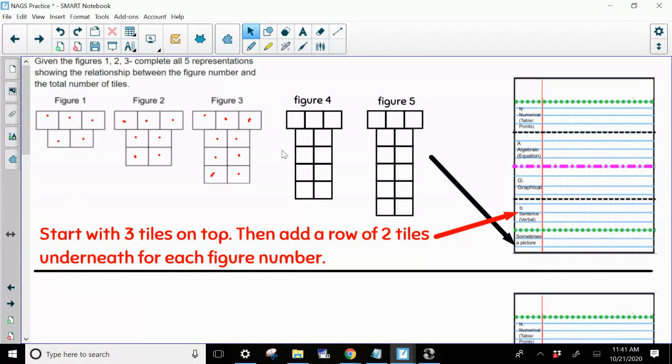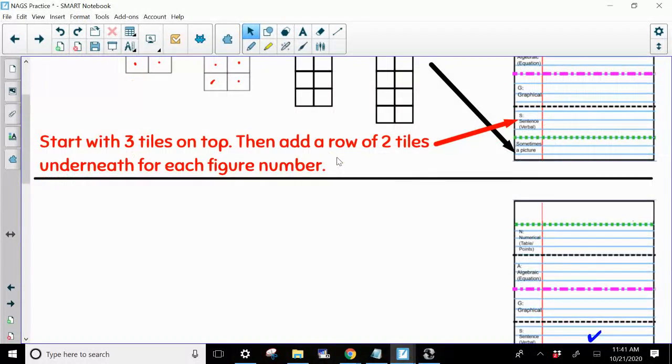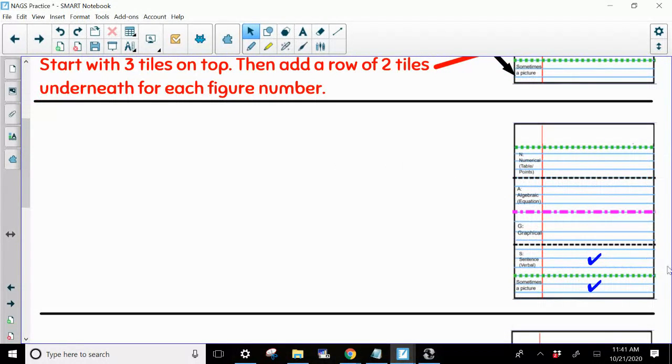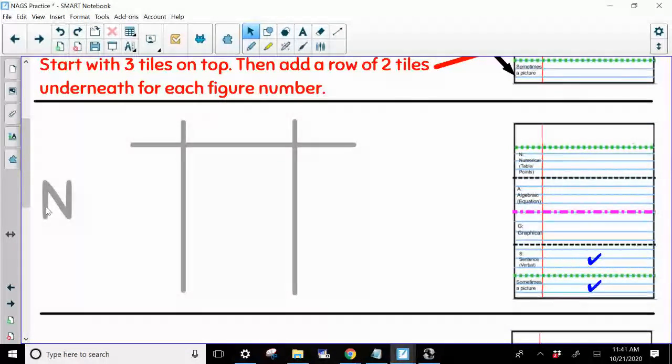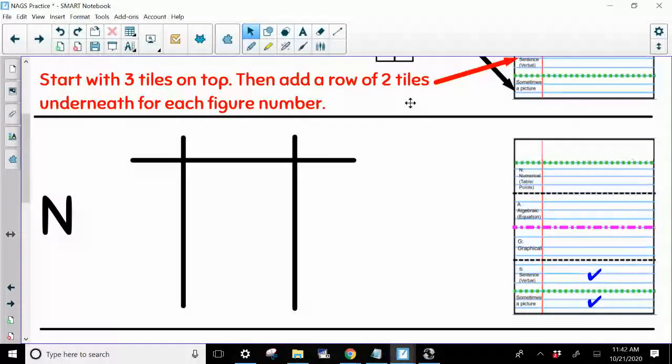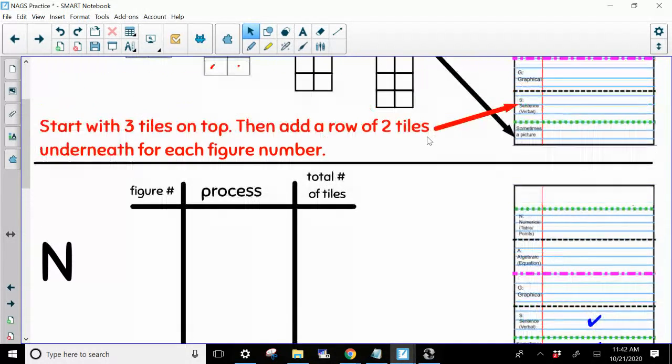All right, so we're going to scroll down. Remember, pause at any time if you need to get stuff fixed on your paper. Now you can see that we have these bottom 2 parts figured out. So now we are going to look at N, numerical. We're going to create a table of the data that we're going to be able to collect here, where we're going to look at a table set of points. So we're going to put our figure number up top. In the middle will be our process, and then we're going to look at the total number of tiles. We've got to organize all of this data.